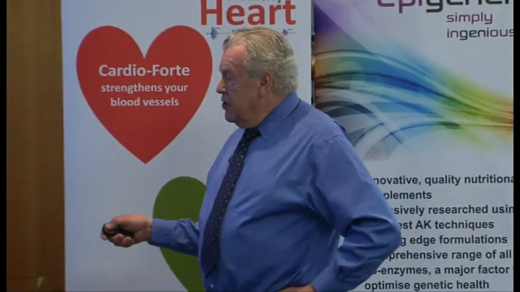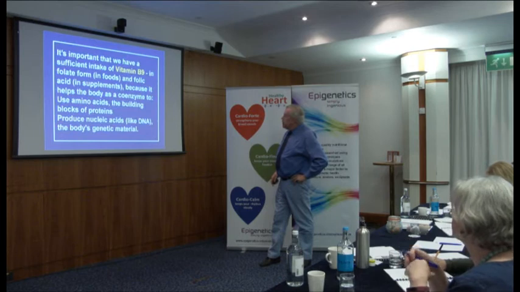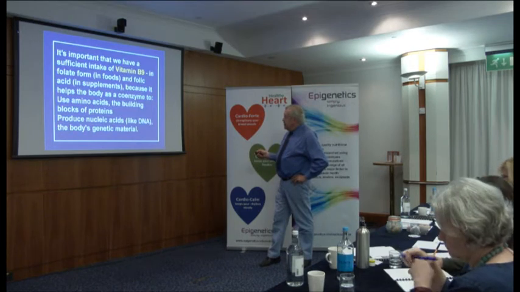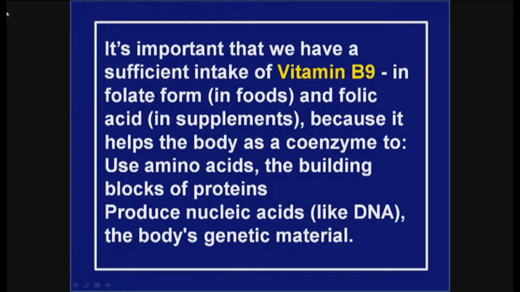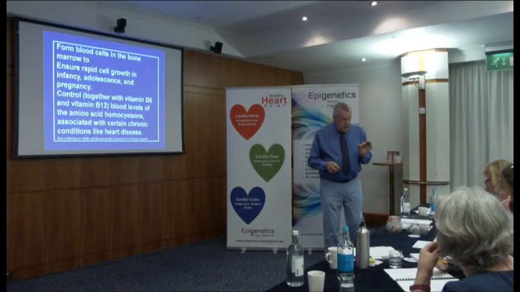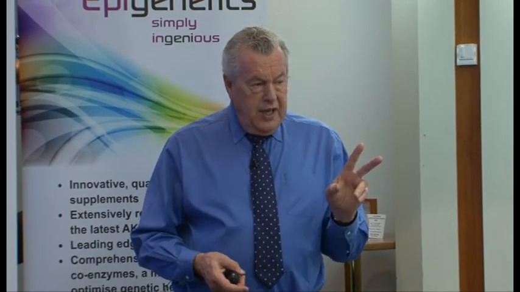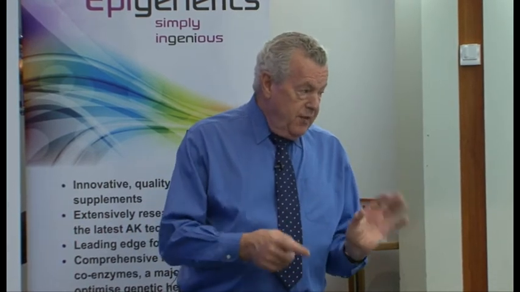Other sources include egg yolk, dairy, beetroots, etc. So it's important that we have sufficient intakes of it to build our proteins and our DNA for the next generation of cells. So it's involved with the formation of blood cells, ensures rapid cell growth. So every time a cell divides during mitosis, every time a cell divides into two cells, it needs 2 molecules of folic acid, or folates more specifically.